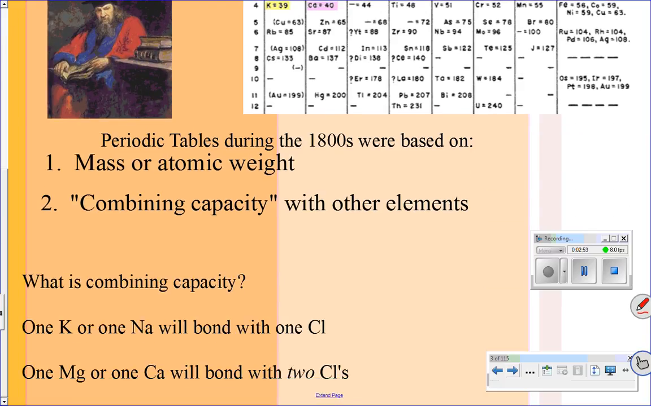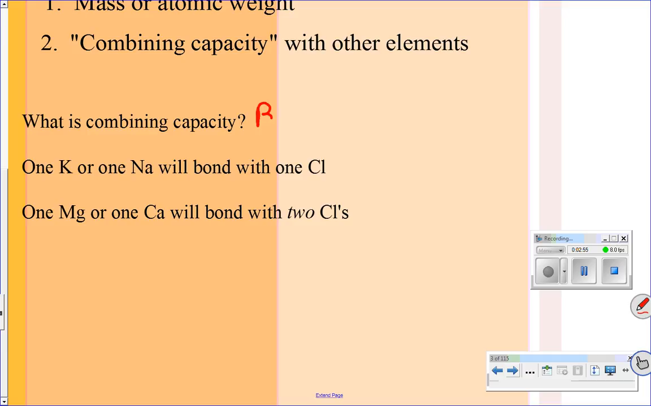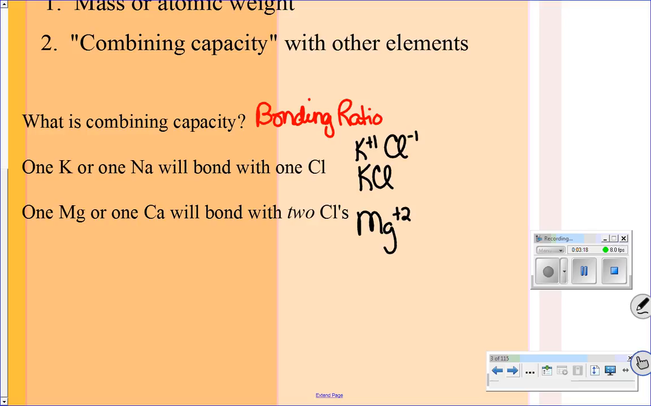So combining capacity really means bonding ratio, which we have already talked a little bit about. If you look, for example, at potassium or sodium, and you bond it with chlorine, because potassium has a +1 charge, and chlorine has a -1 charge, they bond in a 1-to-1 ratio. If you compare magnesium to that, magnesium's charge is +2. So when it bonds with chlorine, it bonds in a 1-to-2 ratio.